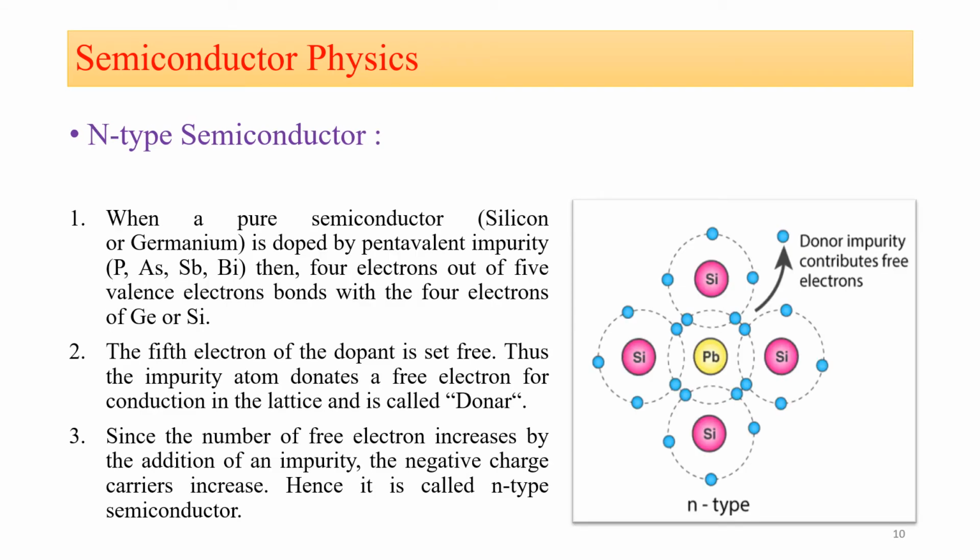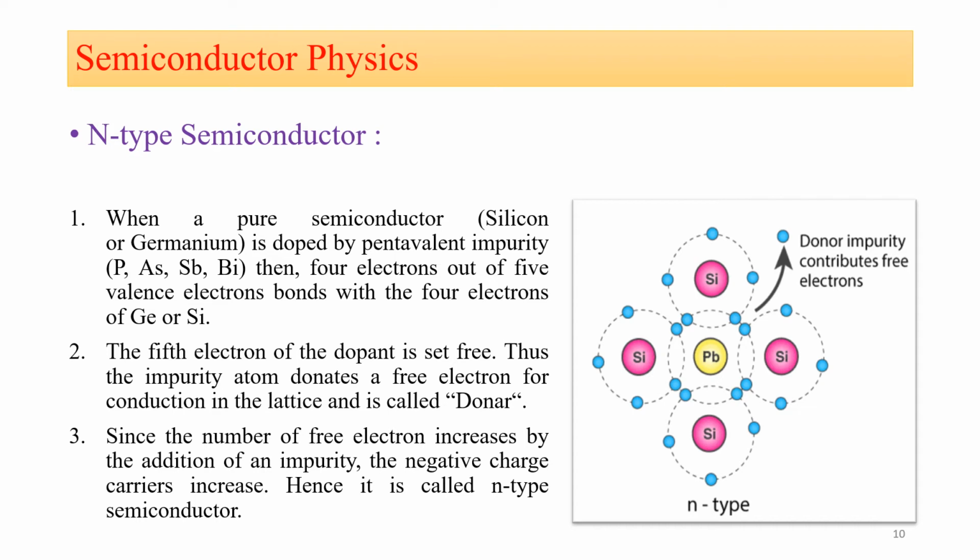Now what is N-type semiconductor material? When a pure semiconductor, that is silicon or germanium, is doped with pentavalent impurities, then 4 electrons out of the 5 valence electrons bond with the 4 electrons of the germanium or silicon. As we know, silicon and germanium have a total of 4 valence electrons. If we add the pentavalent impurity, then what will happen? The four electrons from this pentavalent impurity get bonded with the 4 valence electrons of the silicon or germanium, and the 5th electron of the dopant is free.